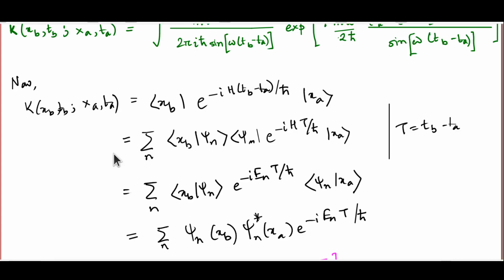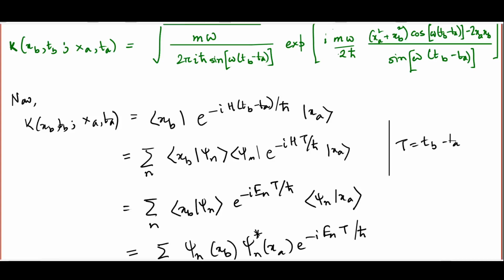The temporal part has to be a phase factor. It will be of the form e to the minus i En T over h cross. And the spatial part for each term has to be essentially the wave function repeated twice, once for xb, another for xa. Of course, you have a complex conjugation for psi n of xa. But since, at least in one dimension, the spatial part of the wave function can always be taken to be real, it's really psi n of xb times psi n of xa.